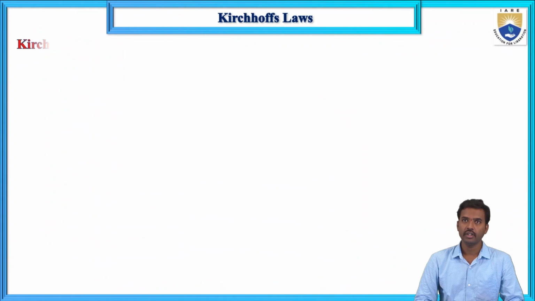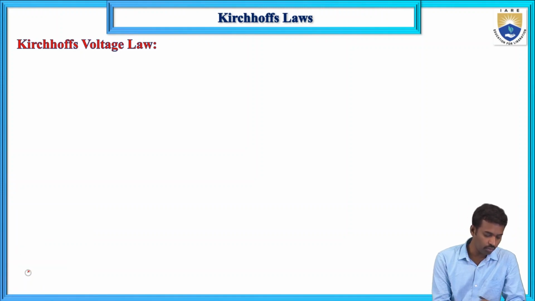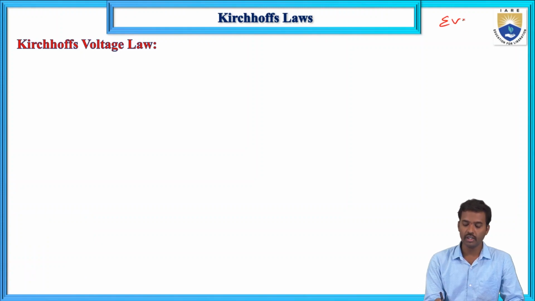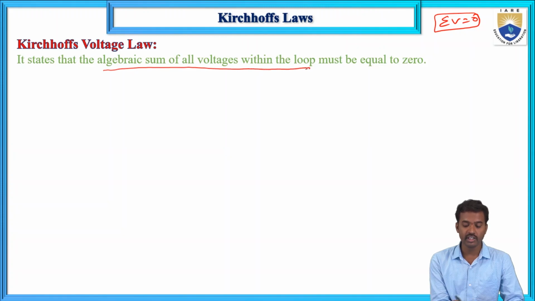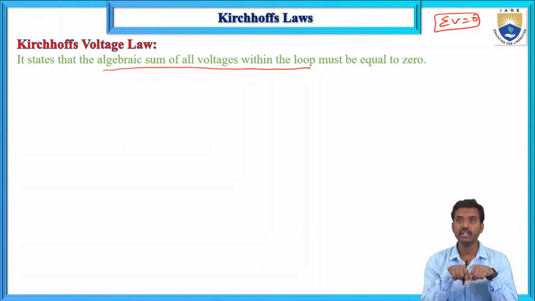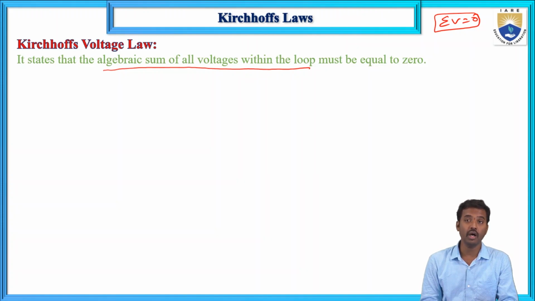And next, Kirchhoff laws. Here we have two laws, Kirchhoff voltage law and Kirchhoff current law. What is meant by Kirchhoff voltage law? Let me change the color over here. Kirchhoff voltage law means the algebraic sum of total voltages in a loop equals 0. So the statement says that the algebraic sum of all voltages in a loop must be 0. In any closed path, if you add all the voltages, rising voltages and dropping voltages, EMFs and voltage drops, that algebraic summation, plus and minus, should be 0.